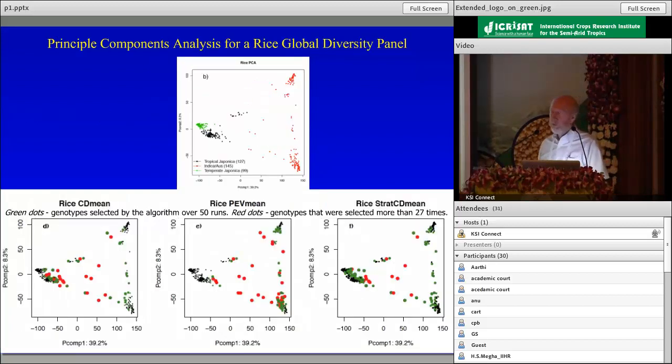In contrast, the rice data set showed extreme population structure, and about 40% of the variation was explained by the first two PC axes. For the sampling, this shows the CD mean, and again, the CD mean tended to group more in these individuals here. The PEV mean tended to sample more of these on this side, leaving out most of these. But the stratified CD mean was effective at selecting individuals throughout the range of the genetic variation that was explained by these PC axes.